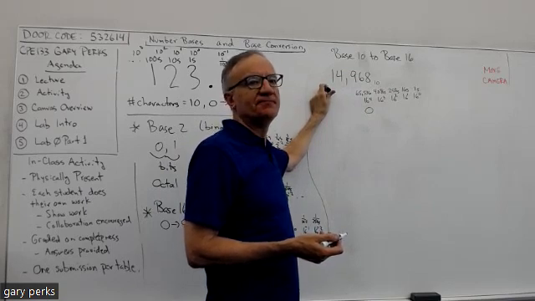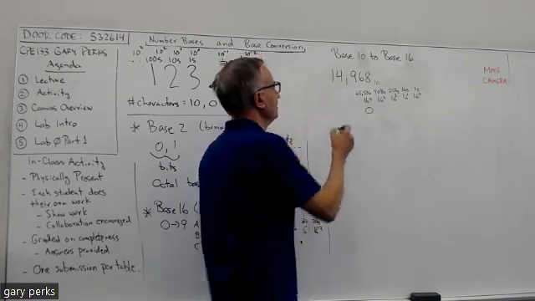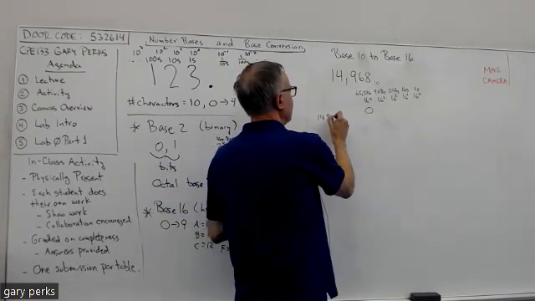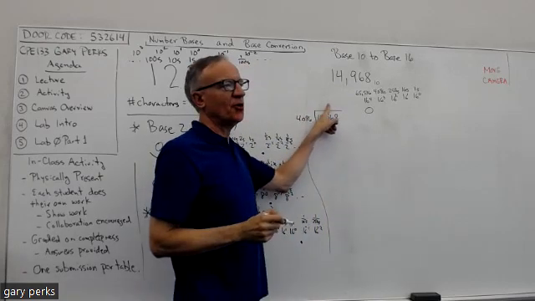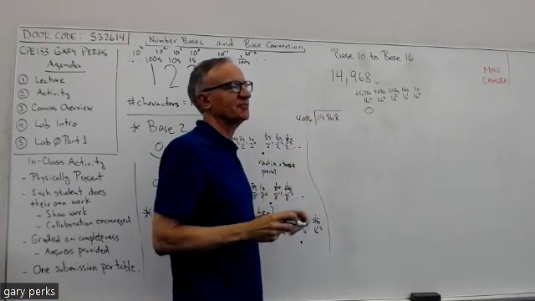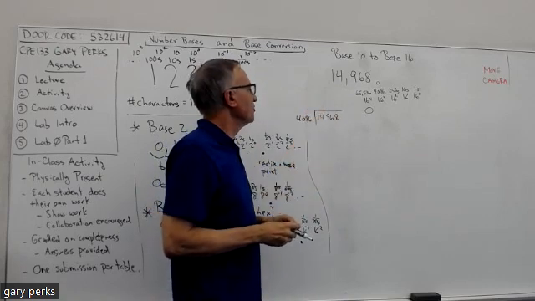What would you do? Just divide, right? Yeah, just take the 14,968 and divide by 4,096. And all we care about is what the whole number is. We don't really care what the fraction part is. So what are you going to get?